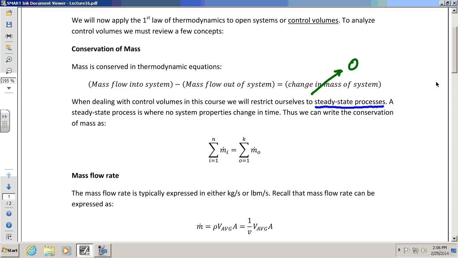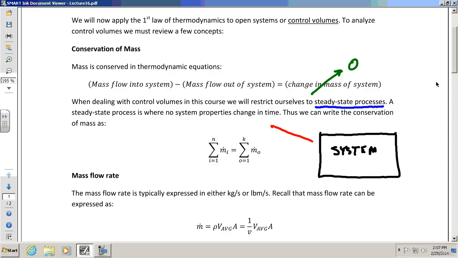So we can write the conservation of mass as the following equation. You've got the summation of a bunch of mass flows in equals the summation of a bunch of mass flows out. Let me visualize this for you. Let's say we have some kind of system, and let's say you have 3 mass flows in, m1, m2, m3, and these are all m dots, really.